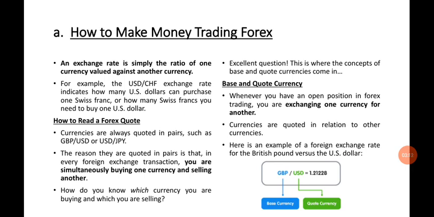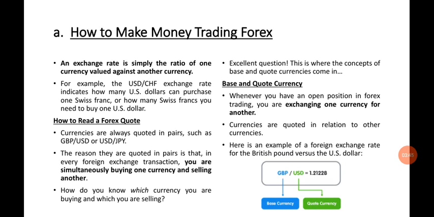Now, how to read the Forex quotes. Currencies are always quoted in pairs, such as the British pound US dollar or US dollar Japanese yen. The reason they are quoted in pairs is that in every foreign exchange transaction, you are simultaneously buying one currency and selling another. So how do you know which currency you are buying and which you are selling? Excellent question. This is where the concept of base and quote currencies comes in.